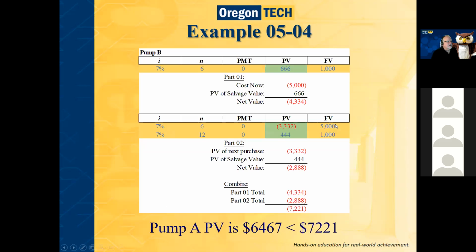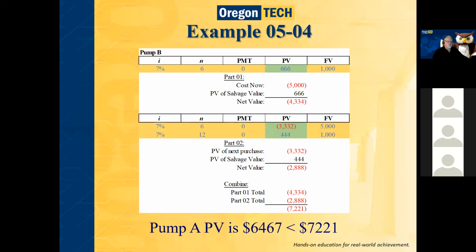So, how I did it in Excel, our usual 7%, 7% everywhere. Pump B. So, part 1, cost now, $5,000. Salvage value of future value, you're going to sell the salvage value in 6 years, and in 6, you're going to sell it for $1,000.